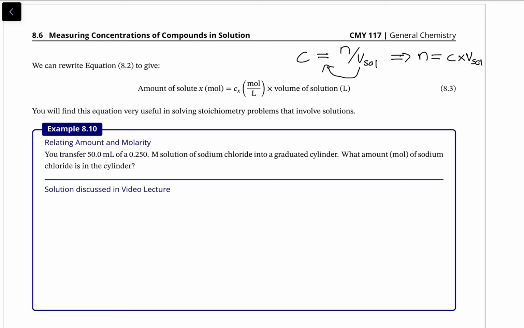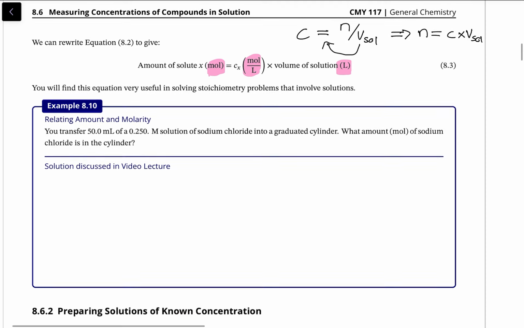That's what this equation 8.3 is. It says the number of moles, so the amount of the solute, n, is equal to the concentration in mole per liter multiplied by the volume of solution in liters. So given that you have the correct units here, you can always get the number of moles of any solution if you have the volume that's taken and you have the concentration. And like it says, you'll find this a very useful equation when you're solving stoichiometry problems involving solutions.